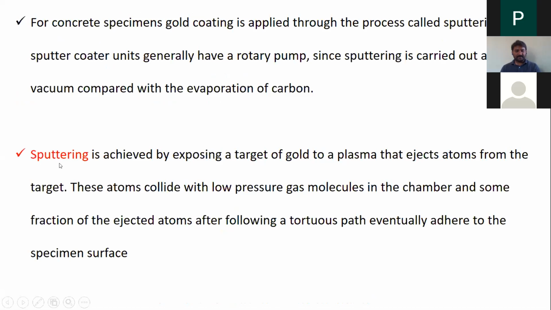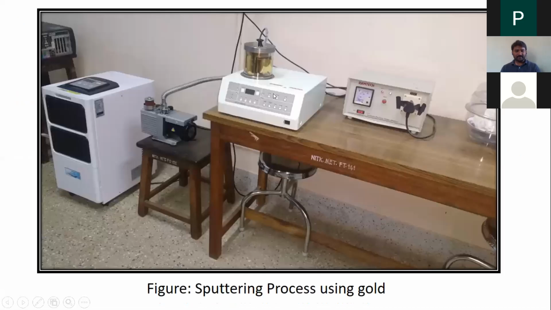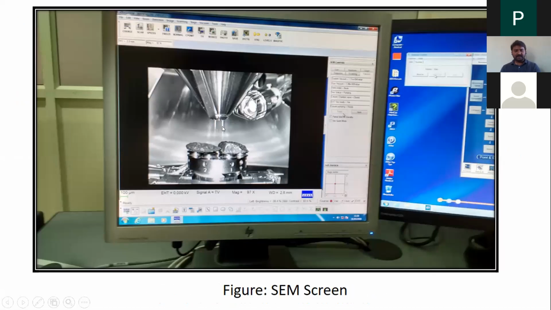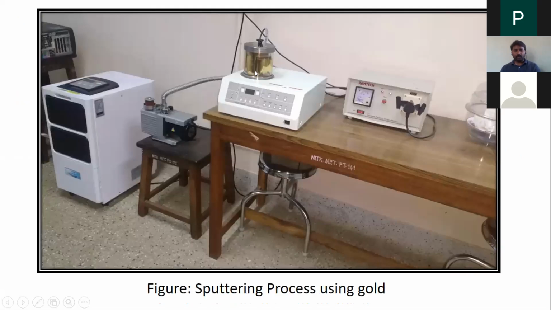This is the sputtering material that we use, and this is the sputtering machine. A thin coat of gold will be applied on the surface of the material so that the surface becomes conductive. So once it is conductive, then you can take that sample for SEM analysis. Without this, it is not at all possible to get good quality images.